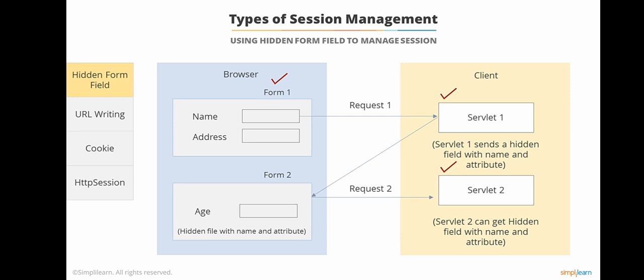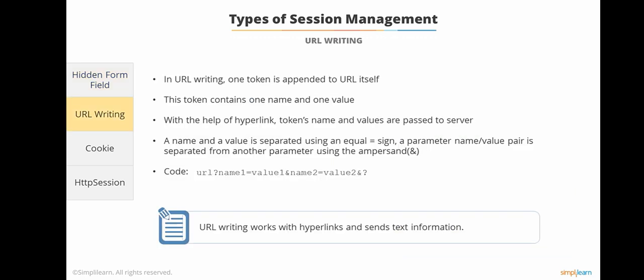The second option is URL rewriting. In URL rewriting, one token is appended to the URL itself as part of the address bar. This token contains one name and one value as a key pair. With the help of a hyperlink, the token's name and values are passed to the server. A name and a value is separated using an equal to sign. A parameter name value pair is separated from another using the ampersand.